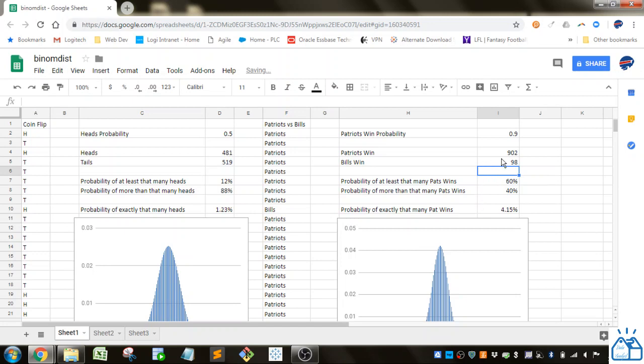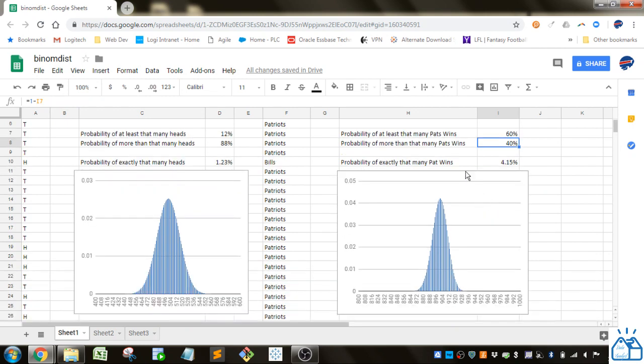You'll see now they're a little bit different, and this is very close to the expected number, because 0.9 times 1,000 is 900. As we get closer to the expected number at the top of this curve, you're going to get closer to 50%. Again, the area under the curve to the left of our wins total is going to be 60% for 902 and 40% to the right. And the probability of exactly that many wins is 4.15%, so it's right near the top of this curve.